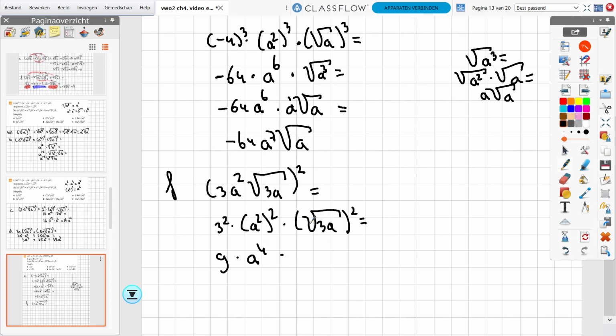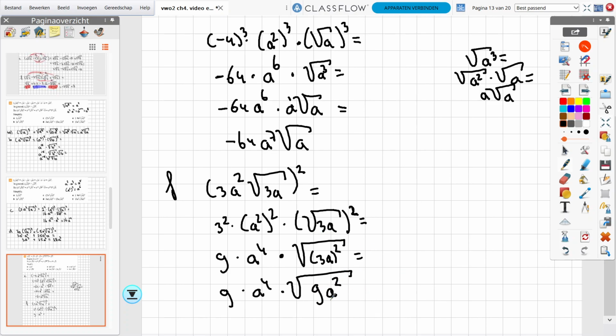Just be careful what's happening here, because this might throw people off. And if you find this difficult, you can also assume it like this, right? The mistake that some people make, let's start with the mistake, is saying this. They only square the a inside of the root. And that's incorrect. What you have to do is square everything inside of the root. So you get root 3a squared, which is the same as the root of 9a squared.